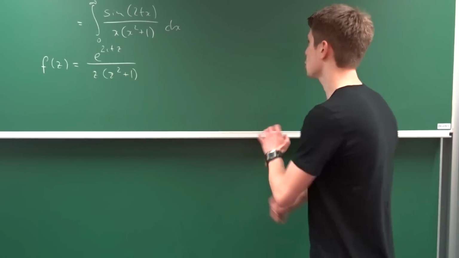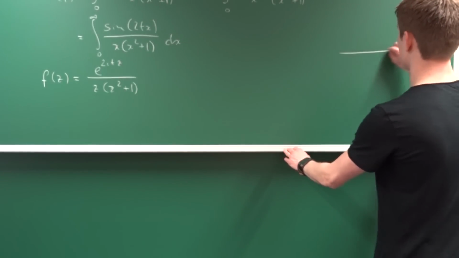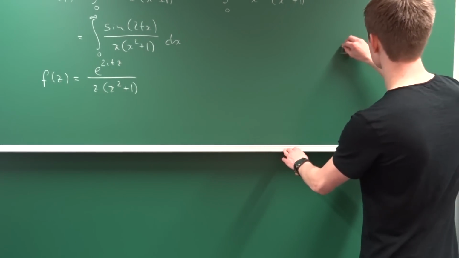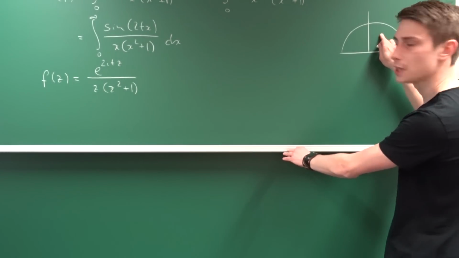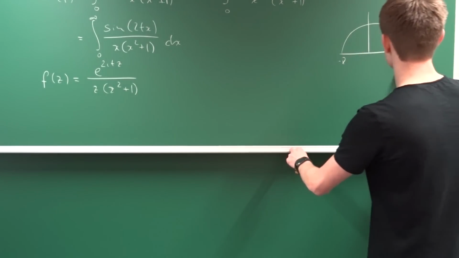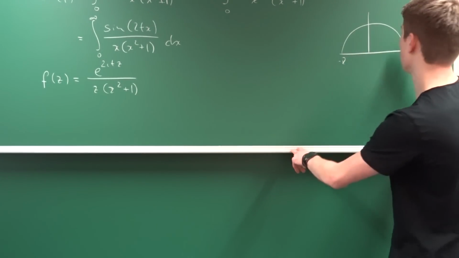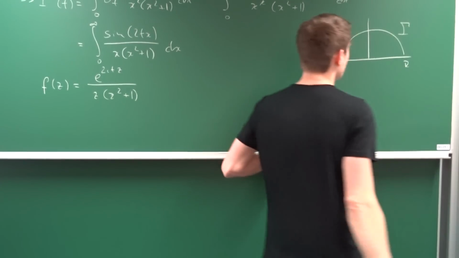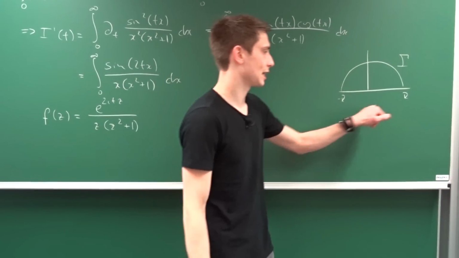How can we imagine this function in the complex plane? So let's draw a graph right here. We have this semicircle in the upper half of the complex plane, and it goes from some radius minus r to r. So we have this curvy boy up here. We are going to call it gamma. And well, we have this line segment.